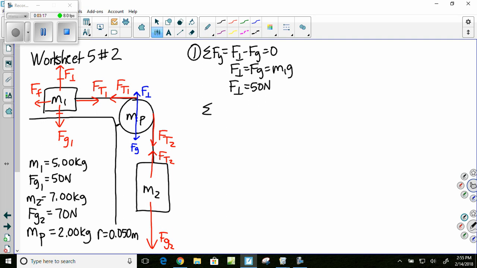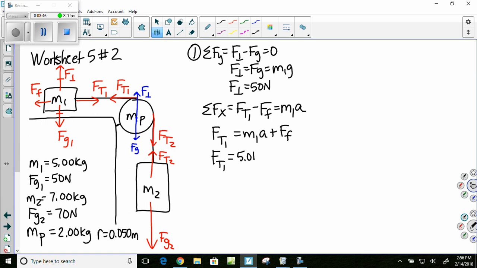Okay, the other direction is the x direction, and that's the direction it moves. We have Ft1 minus friction equals m1a because now it's moving. And I'm going to solve for the tension. So it equals m1a plus friction. And now I'm going to see if I can simplify a little bit. Tension 1 is equal to m1a, but m1 is 5 kilograms. Friction is mu times the normal force. But I actually know both of those things.